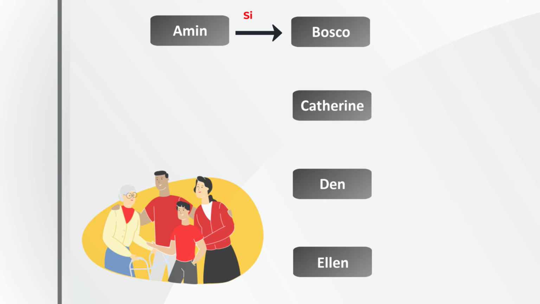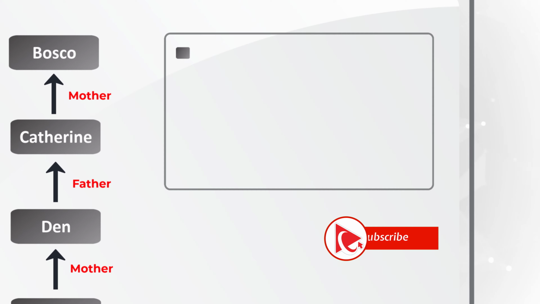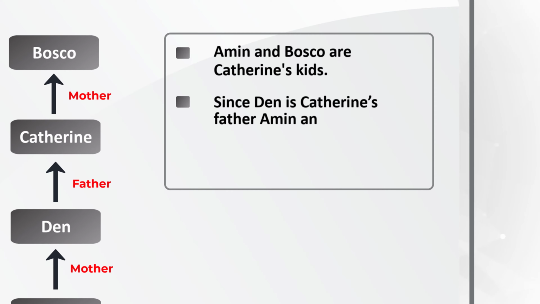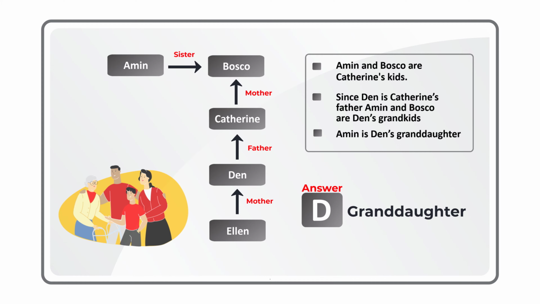Amin is Bhaska's sister. Catherine is Bhaska's mother. Dan is Catherine's father. And Alan is Dan's mother. Now let's look at the conclusions we can draw from this diagram. Amin and Bhaska are Catherine's children. Since Dan is Catherine's father, Amin and Bhaska are Dan's grandkids, which means that Amin is Dan's granddaughter. So the correct choice here is choice D, granddaughter.